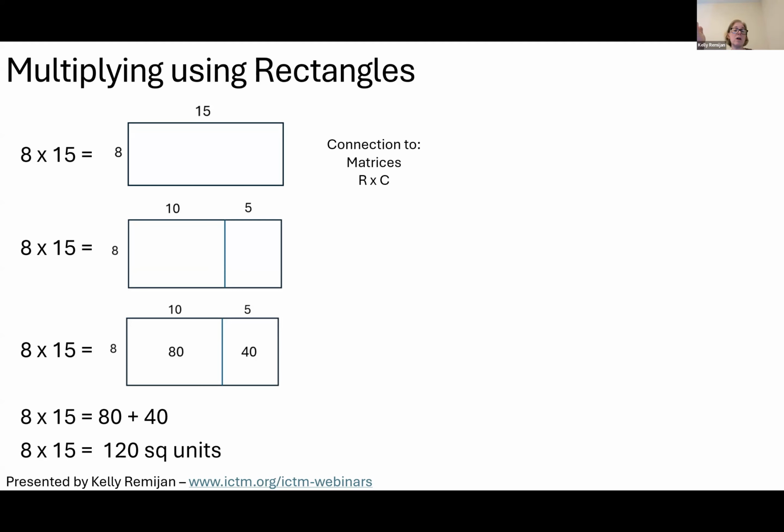That matrices connection is the number of rows by the number of columns. When I do these kinds of problems, I like to have the first number being my rows and the second number being my columns, because that is how it is denoted when you're doing matrices. The dimensions of a matrix are written by the number of rows by the number of columns. The second part here is a connection to the distributive property. Love this. This leads to the distributive property. It shows why it works. It's the connection to something visual.